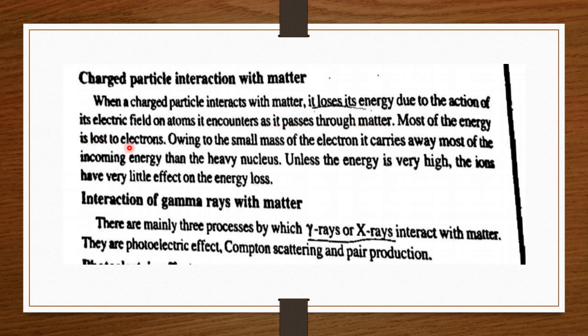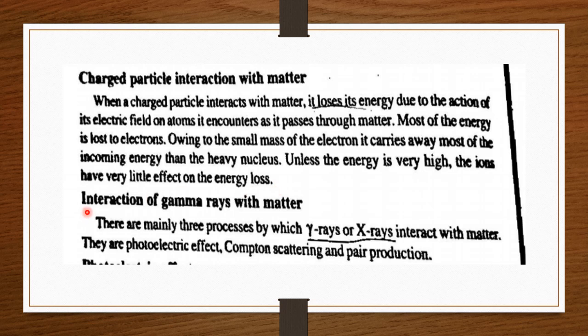Most of the energy is lost to electrons. Owing to the small mass of the electron, it carries away most of the incoming energy rather than the heavy nucleus. So, this energy will be received mostly by the electron. Since it has a small mass, this will be mostly given to the electrons rather than the heavy nucleus. Unless the energy is very high, the ions will have very little effect on the energy loss.